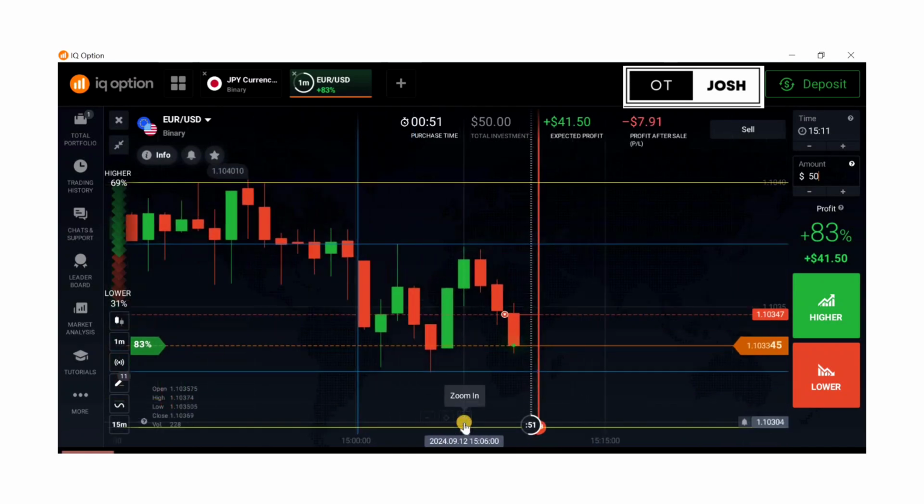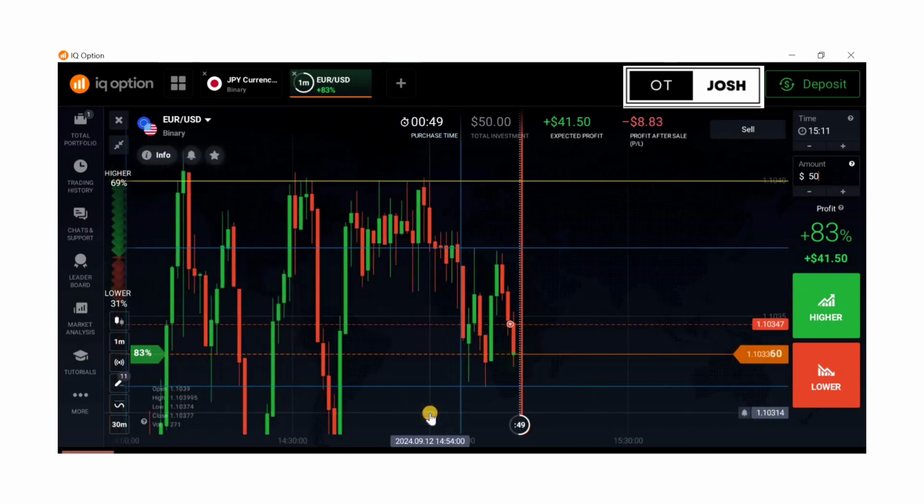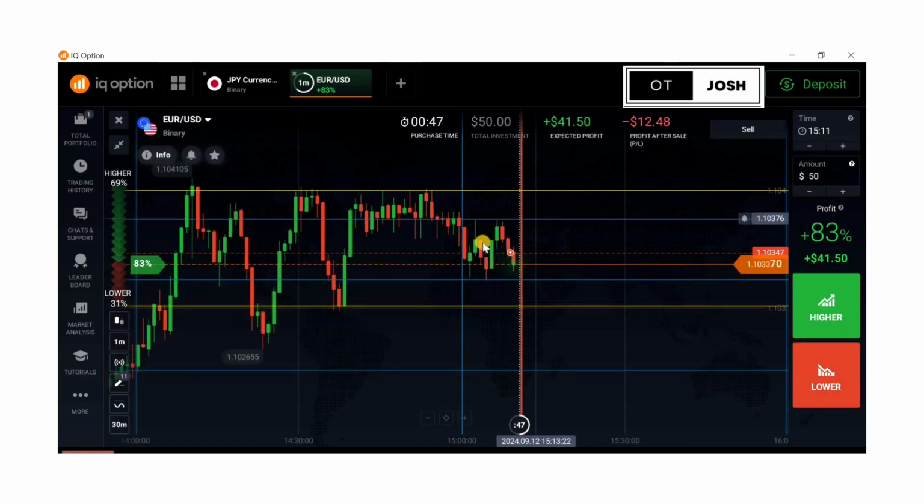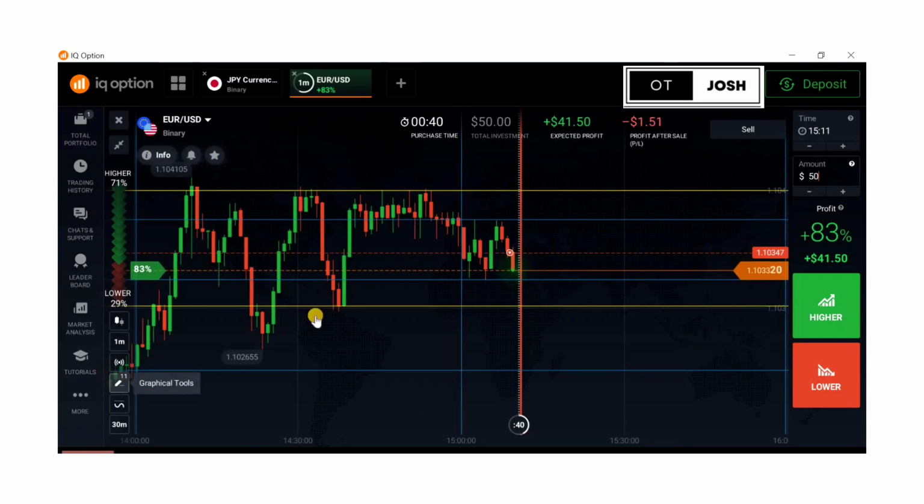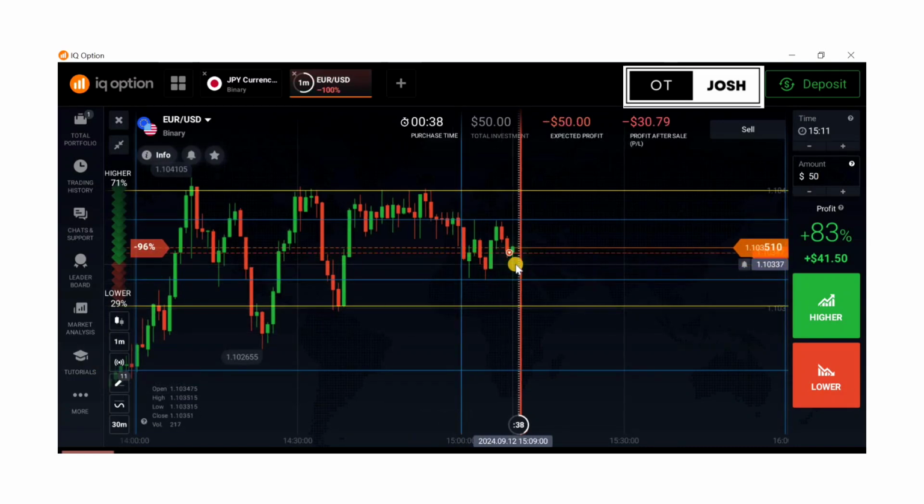Let me see where I marked the line to here. So from here downward, this is now the range. Now we might say, okay, since this is the range, what if this candle breaks out?